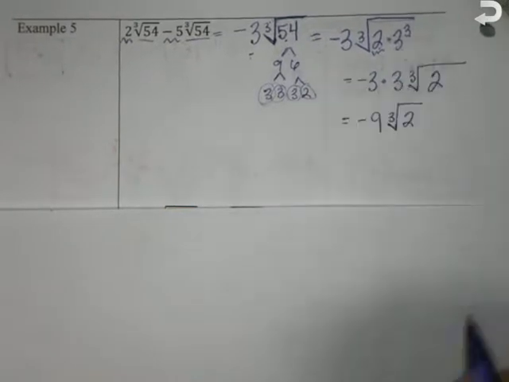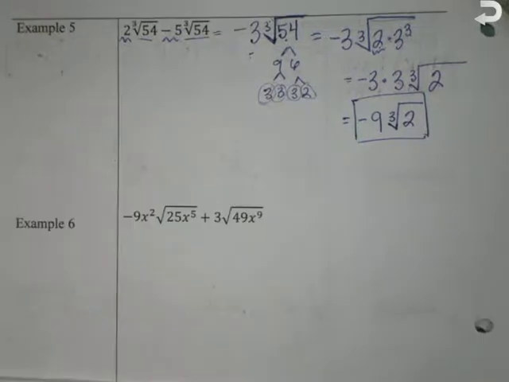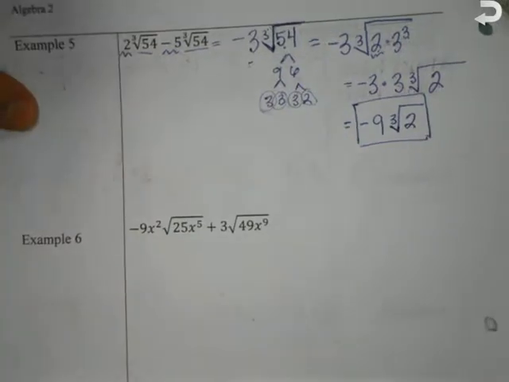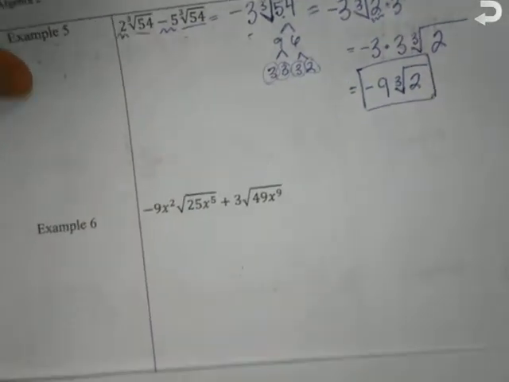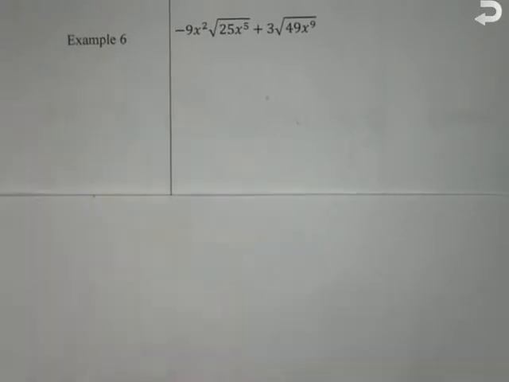Okay, so taking this idea now, let's look at something a little more complicated. Example 6, negative 9x squared times the square root of 25x to the 5th plus 3 square root 49x to the 9th.